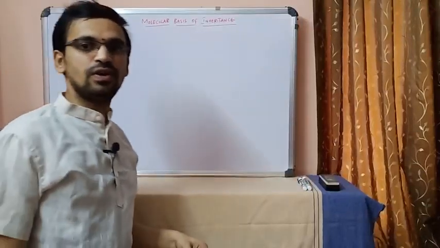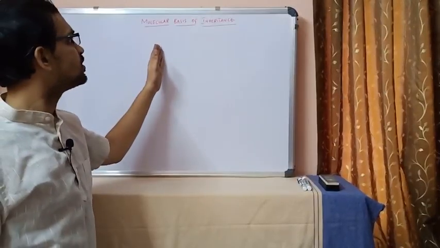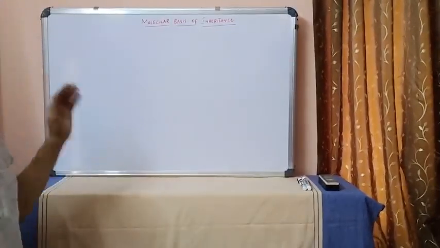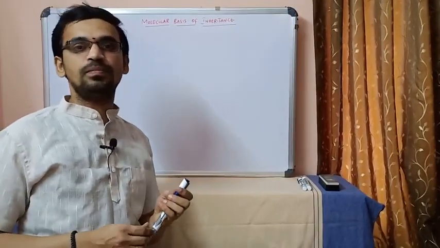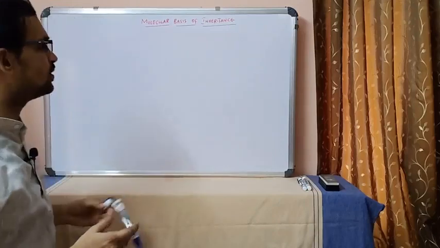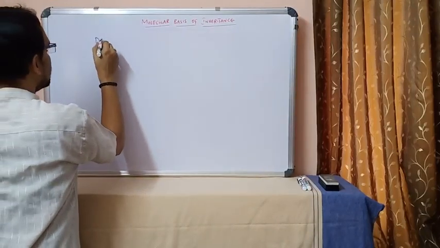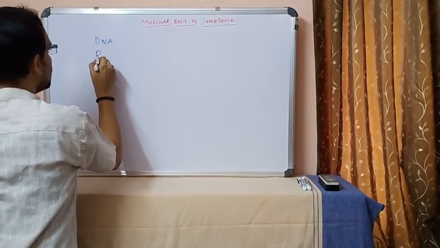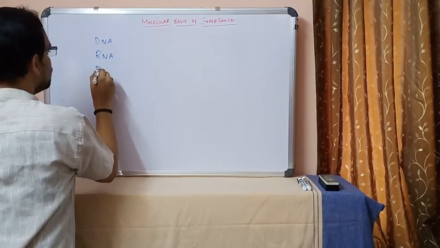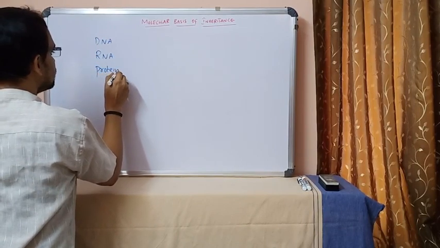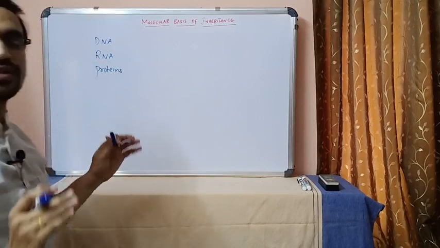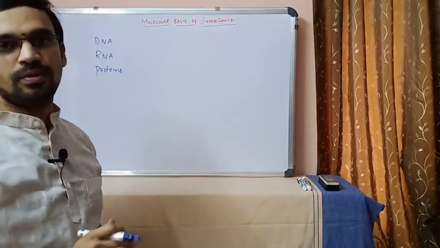Dear students, today we are going to discuss molecular basis of inheritance. In this chapter, we are going to discuss mainly three molecules. They are DNA, RNA, proteins. These are the three molecules that we are going to discuss in this chapter.